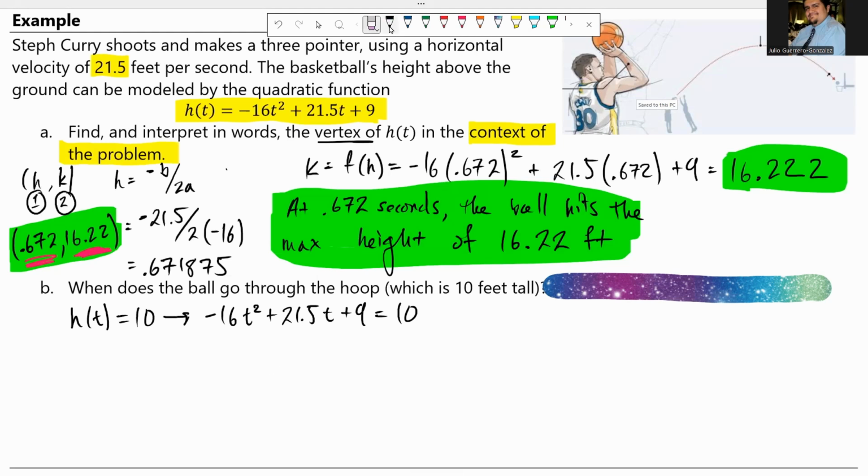Okay. All right. So there's a little bit of arithmetic that we're going to need to do. I want the side with the 10 to be equal to 0, and there's a reason for it, and I'll come back to it in a second. For now, I'm going to do minus 10, minus 10. Everything else is still the same, right? So I can do minus 16t squared plus 21.5t. 9 minus 10, that should be minus 1, is equal to 0.